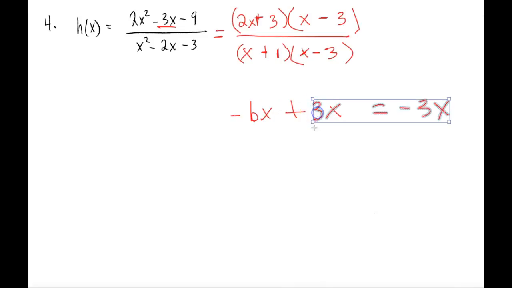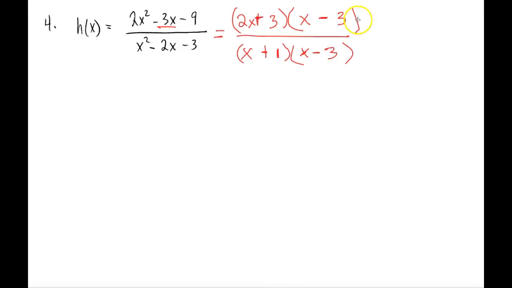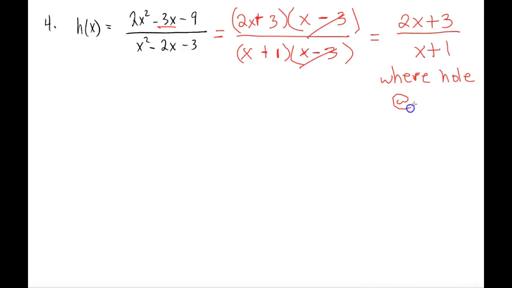Alright, so now that we have that factored out correctly here, the next thing that we're worried about is, do we have any holes? And we see we have a common factor in the numerator and denominator of x minus 3. So here we will reduce those to 1, and what we're left with is 2x plus 3 divided by x plus 1. But we have a hole at x equals 3, and that is the x value for where it is.